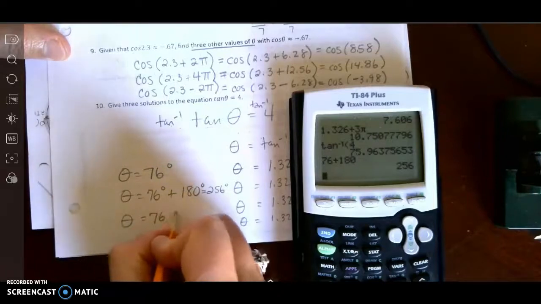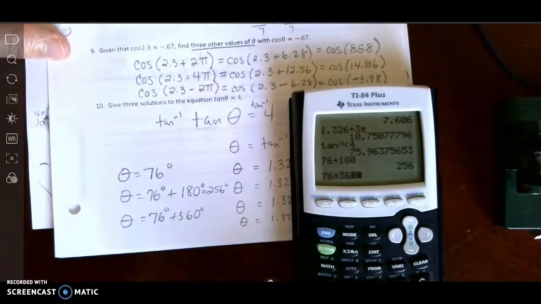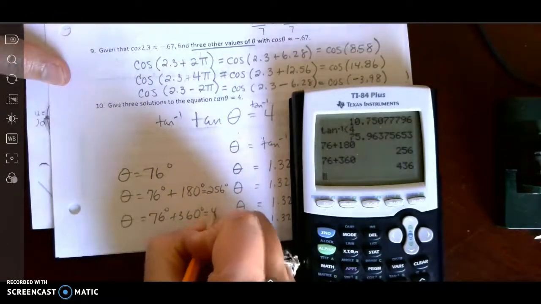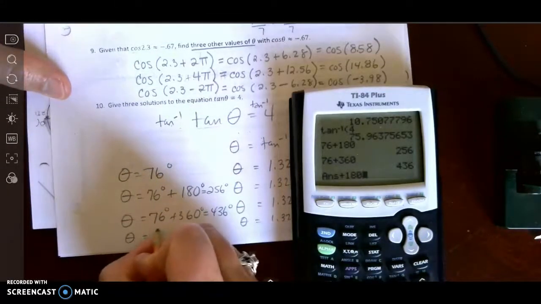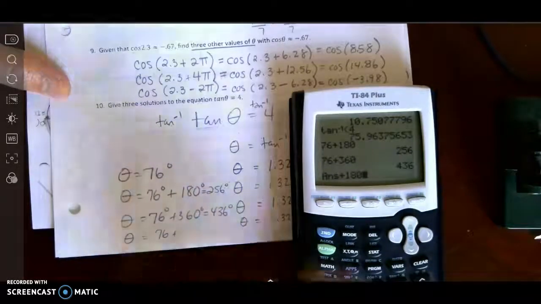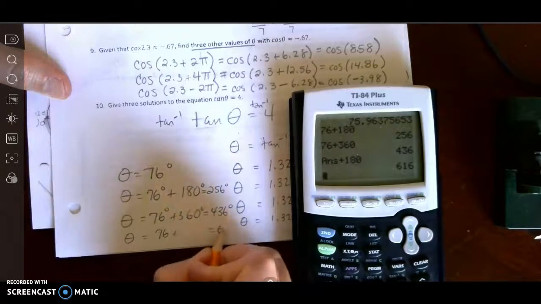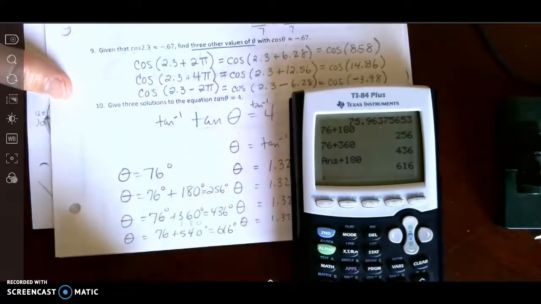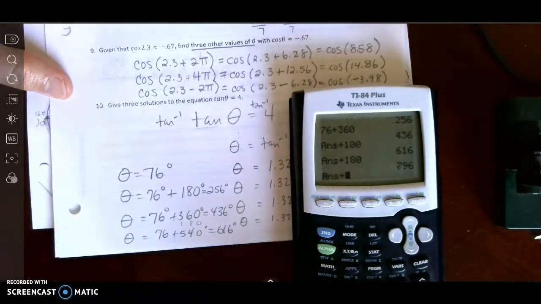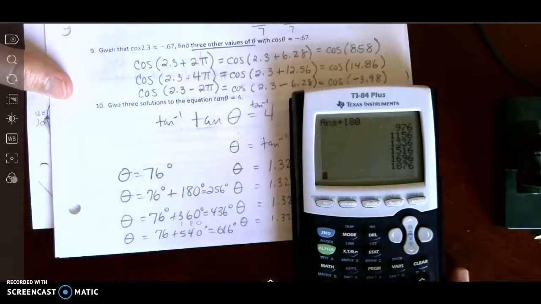I could go all the way around the circle, 76 plus 360, and I get 436. I could add another 180 to that. And I get 616. So that was 316, 180, that was 540. And I got 616. So I just kept adding 180. I could just keep adding 180 and get more and more angles if I wanted to.